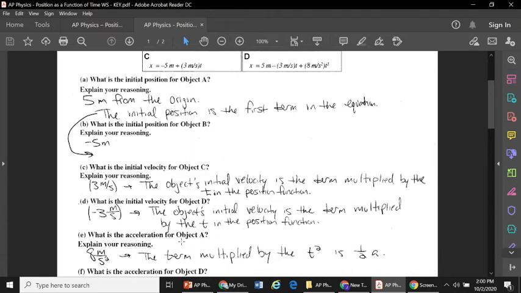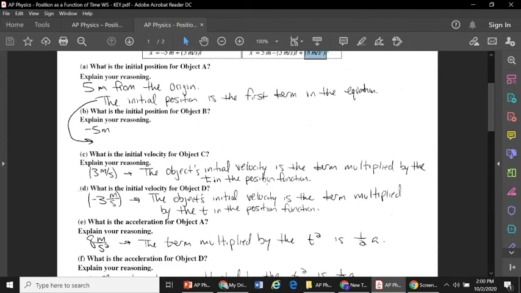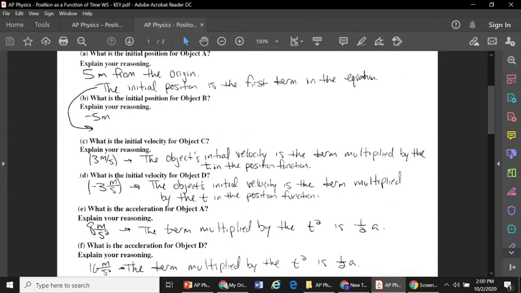And similarly for F, they are asking you for the acceleration for object D. The acceleration in the position function is 8 meters per second squared, but of course that's half the acceleration. And so the acceleration for object D is 16 meters per second squared, because the term multiplied by the t squared is 1/2 A.